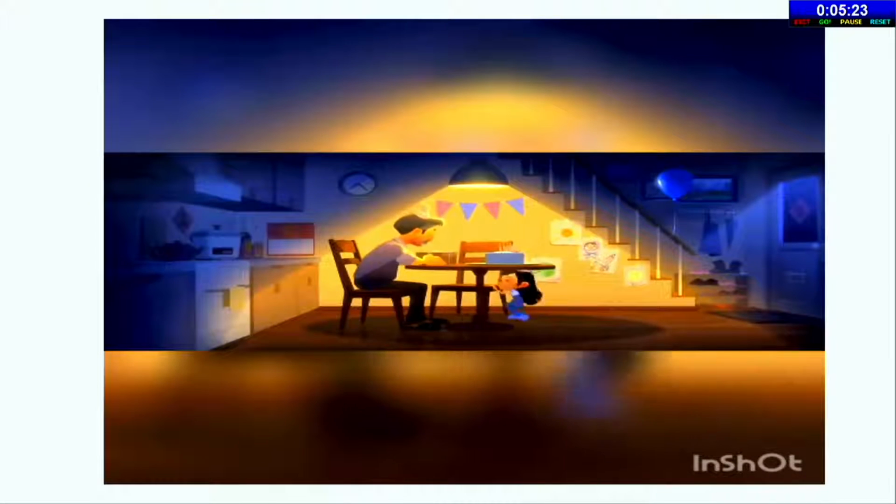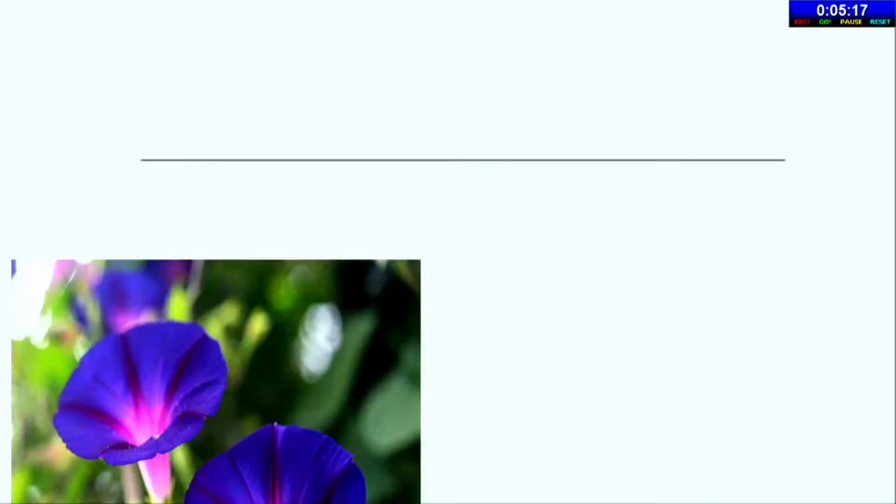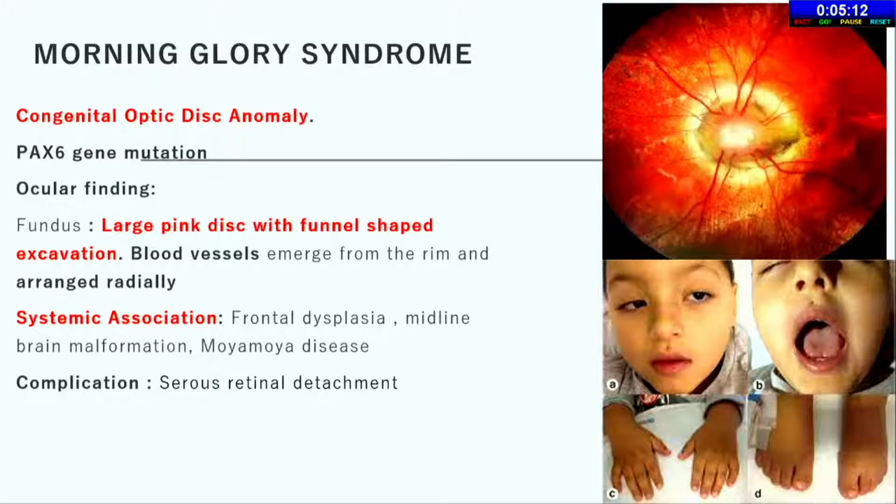So it's a little story about Luna. A little girl, and the dad is really excited to make her birthday really special. He starts off with a big cake and then brings out a little present. The girl excitedly goes to open it up and she is surprised to see a flower that she's never seen before. The morning glory, which can be compared to the morning glory syndrome. This is a congenital optic disc anomaly, usually due to PAX6 gene mutation, with a large pink funnel-shaped disc, with a central white glial tissue and blood vessels arising out radially. They can be associated with frontal dysplasia and a few pituitary abnormalities.